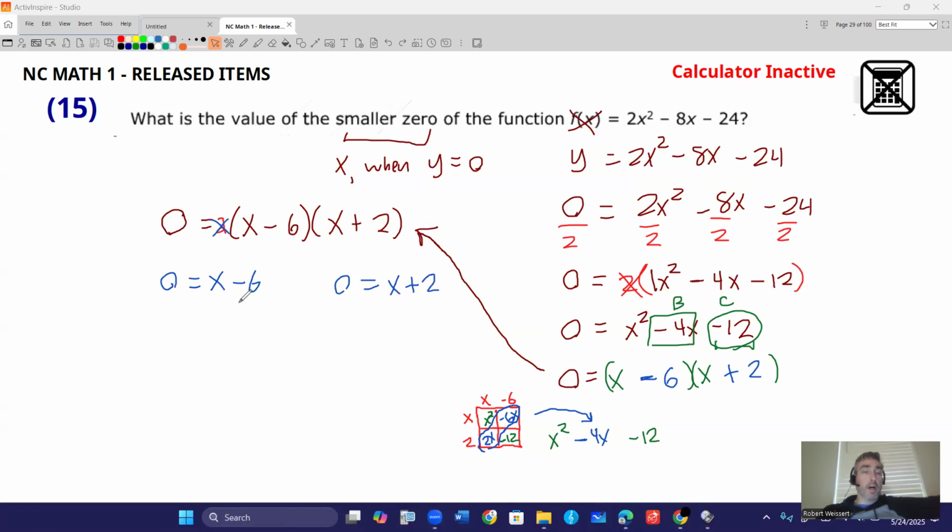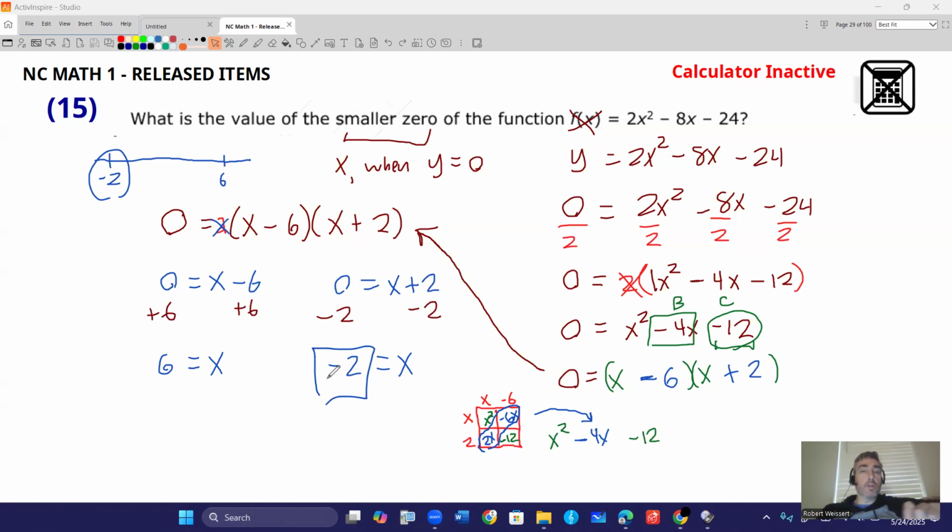I have to undo that minus 6 by adding 6 to 0, and I have to undo the plus 2 by subtracting 2 from 0. So you're going to get 6 is equal to x, and negative 2 is also equal to x. Now this question says the smaller 0. You should know that negative 2 is a smaller number than 6. So the answer is negative 2. Negative 2 is the smaller 0 in this function.